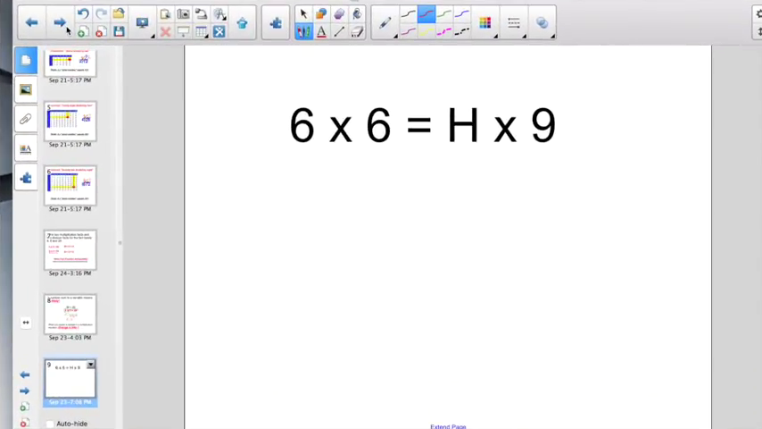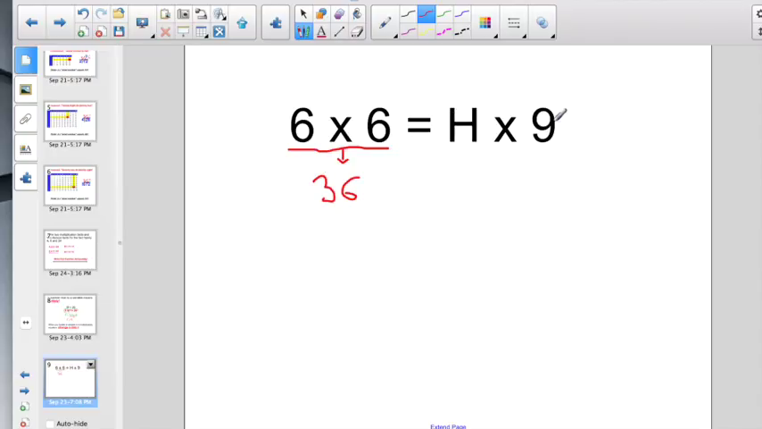Let's try one like this, because it seemed to be messing with us a little bit yesterday. Here we have 6 times 6 equals h times 9. Well, the first thing we have to do is combine terms. I have 6 times 6 on the same side of the equal sign, right? So what is 6 times 6? Hopefully everybody knows, 6 times 6 is 36.